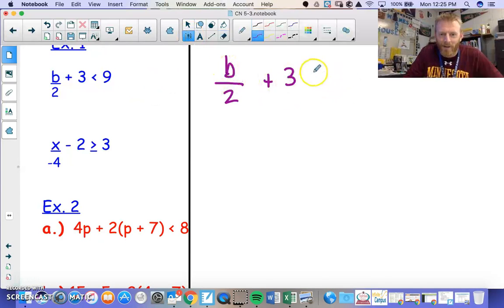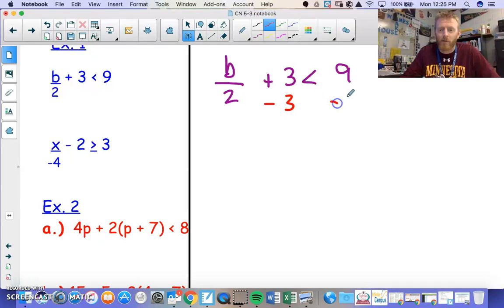So I need this less than 9 thing here. So we're going to use the SAD map, which means we're going to get rid of adding and subtracting things first. So we're going to get rid of this plus 3 and then get rid of the divided by 2. So we're going to subtract 3 from both sides. And we're left with b divided by 2 is less than 6.